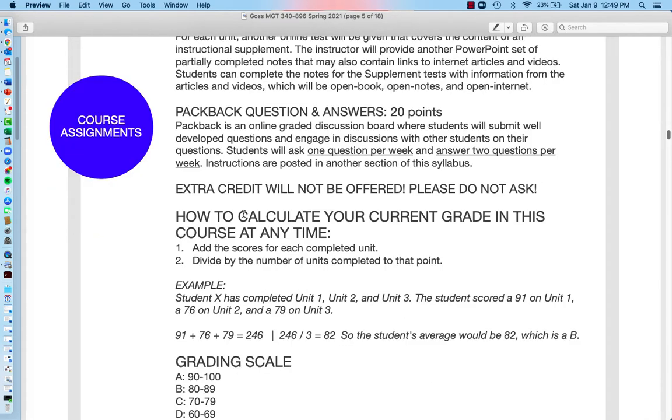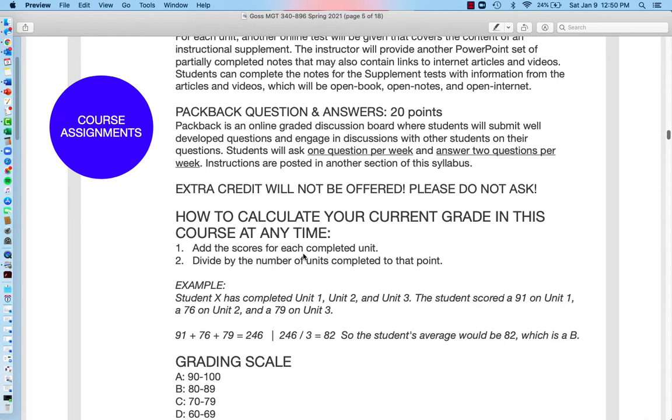you can earn. Your course grade will be the average score of the 12 units that you complete. So you can calculate your grade up to the moment at any given point in time by adding up the totals of the scores for each unit and dividing that by the number of units that we have covered. And you see the example right here, and you see the grading scale below. So make sure that you understand that you always know your grade.